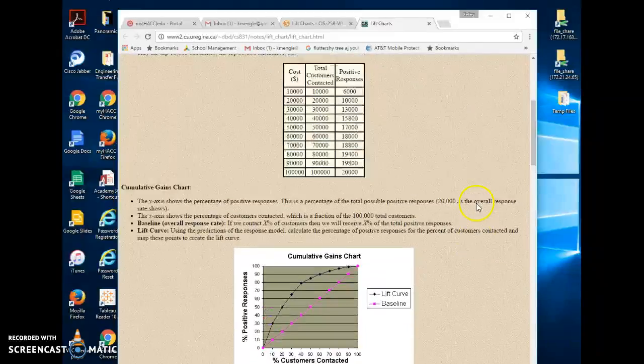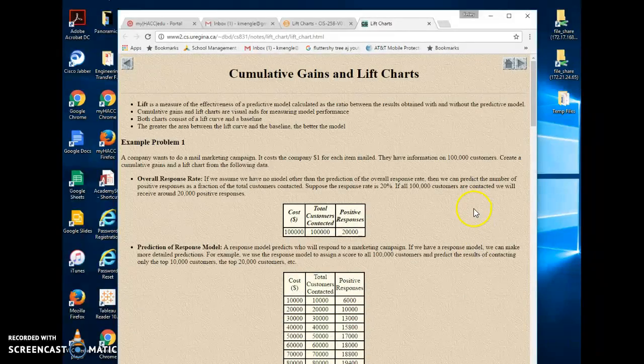If you go up to the top of this, you'll see that the definition here was one of the best definitions I've seen on lift charts. Basically it's showing the effectiveness of a predictive model based on the results obtained with or without that predictive model. The cumulative gains and lift charts are visual aids for measuring this model performance. Both charts have a lift curve and a baseline.